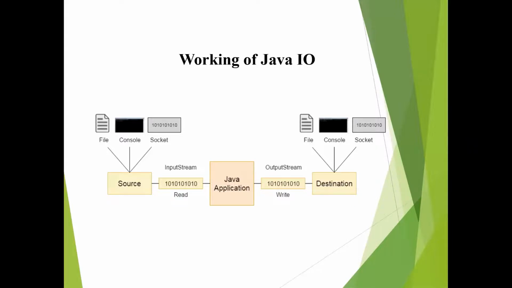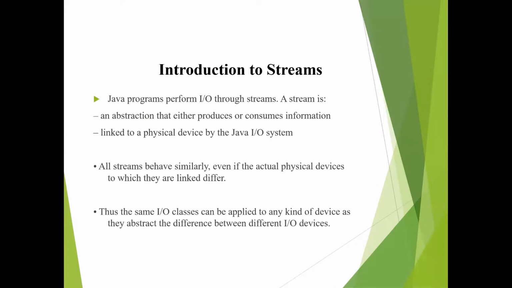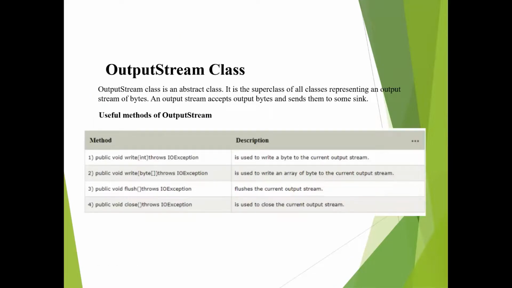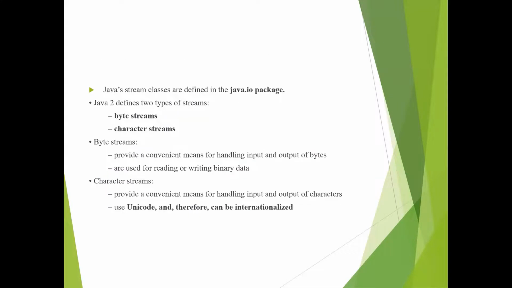Now, how many types of streams are there? There are two types of stream: one on the basis of data flow direction, and one on the basis of data passed through the streams. On the basis of data flow direction, I have only two streams, the input stream and the output stream. On the basis of the type of data passed, I have the binary stream and the character stream.